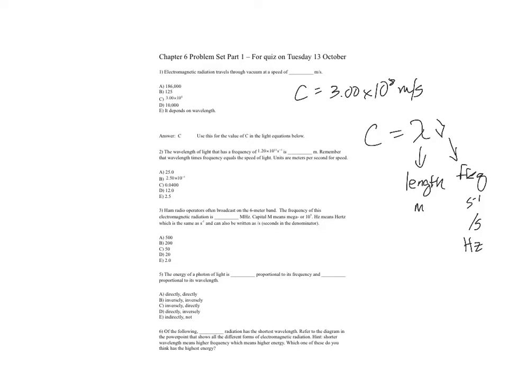And there's a question here about the relationship between frequency and wavelength. It's asking you whether they're inversely or directly proportional. I think you guys know what those two things mean. Inversely proportional means if one thing goes up, the other thing goes down. Directly proportional means they both go up or they both go down. So you can use that to answer that question.